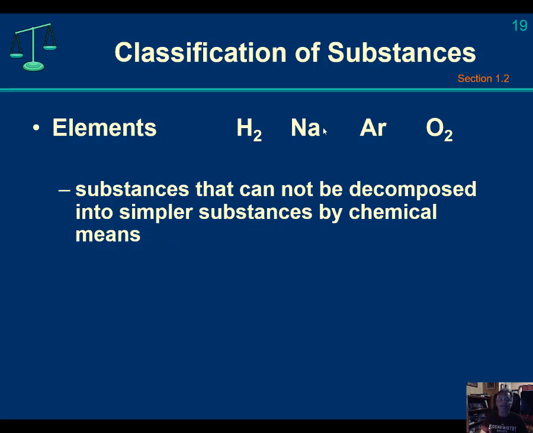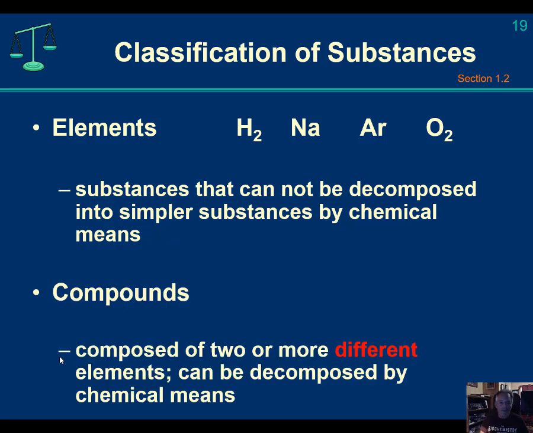So I can't decompose sodium, argon, oxygen, or hydrogen into something that isn't hydrogen, sodium, argon, or oxygen by doing chemistry on it. So a substance that cannot be decomposed into a simpler substance by chemical means, that's what we call an element. That is our test as to whether something is an elemental substance. Compounds, on the other hand, are composed of two or more different elements, and I can do chemistry on a compound.